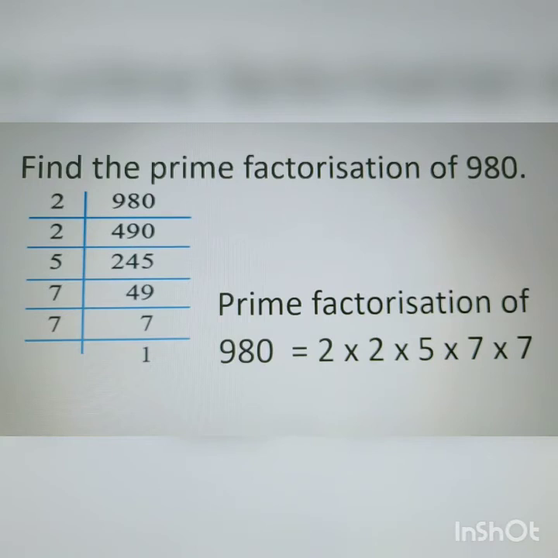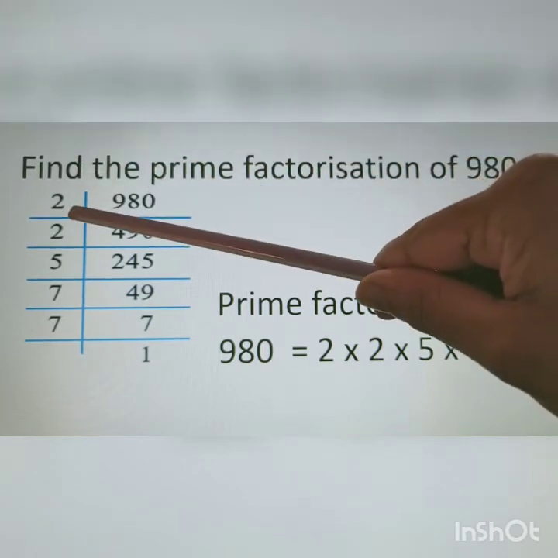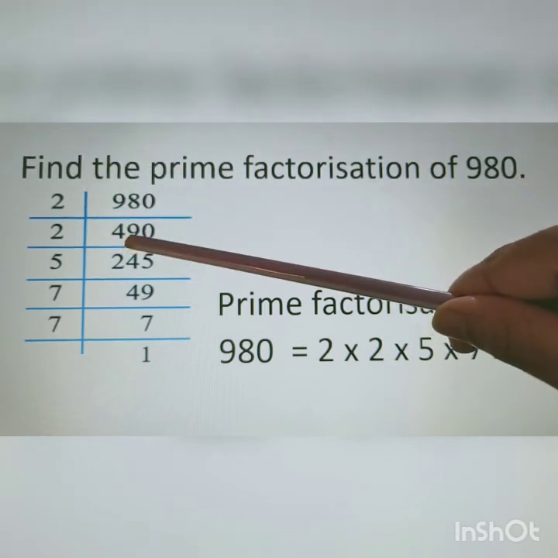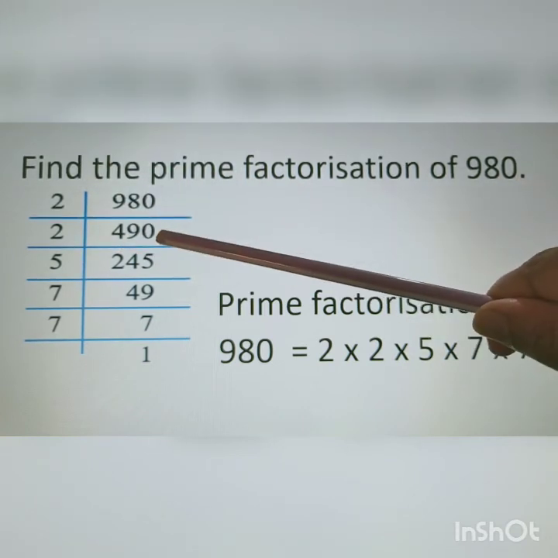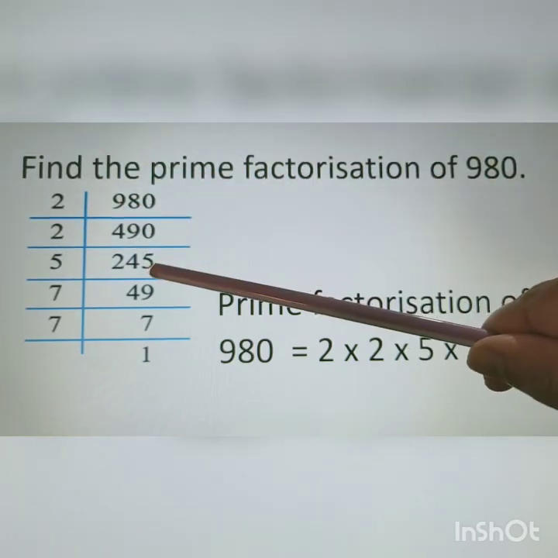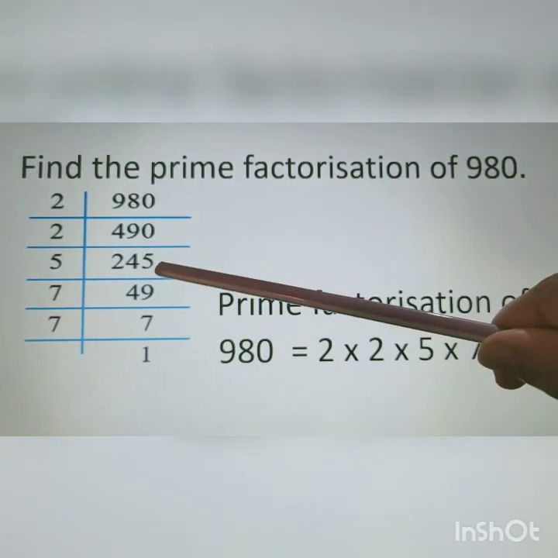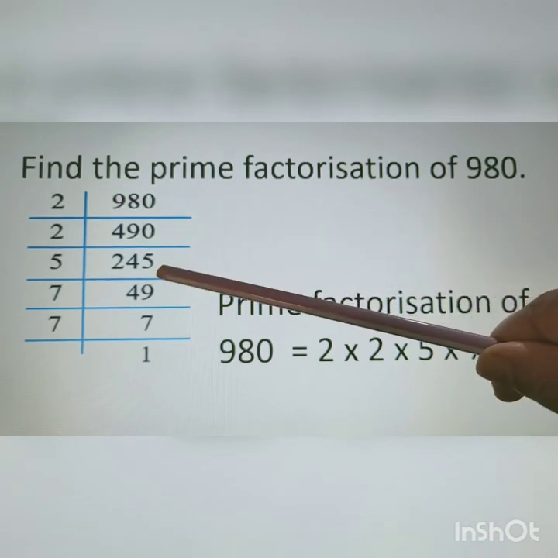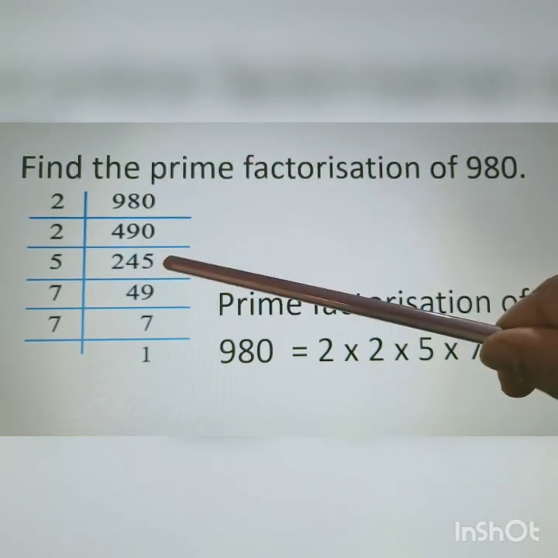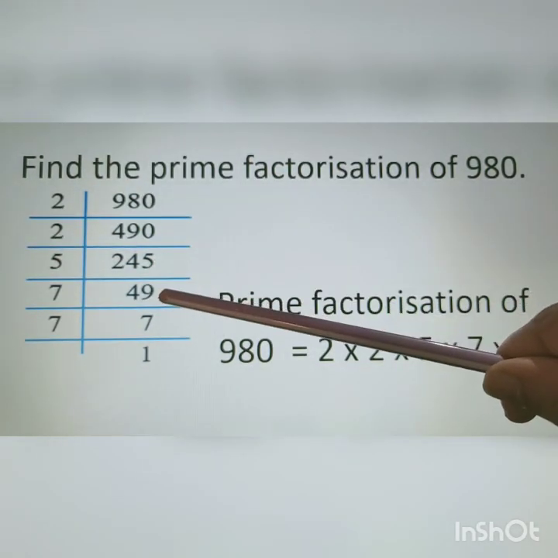Next is find the prime factorization of 980. We will start with smallest prime number 2. 980 is divisible by 2, and we will get quotient 490. And 490 is divisible by 2, we will get quotient 245. 245 is not divisible by 2 or 3. So next prime number after 3 is 5. And 245 is divisible by 5, we will get quotient 49.